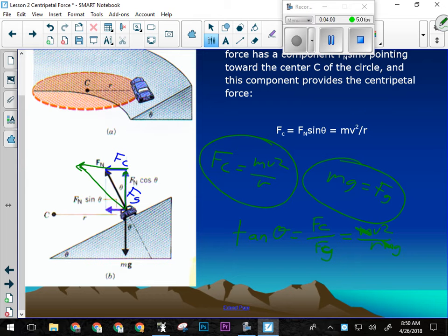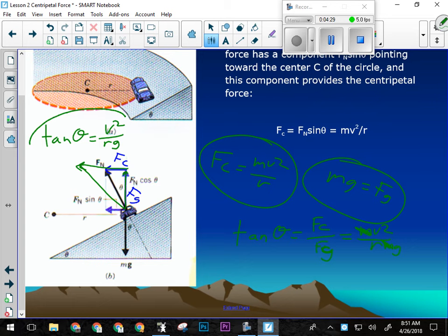So our formula then ends up as the tan of theta, or the angle of bank, is going to be v squared divided by r times g. That is the formula used to calculate either the speed that the curve can be negotiated at, if I know the angle and the radius, or the angle it needs to be banked at if I know the radius and the speed. So that's how those things are related.